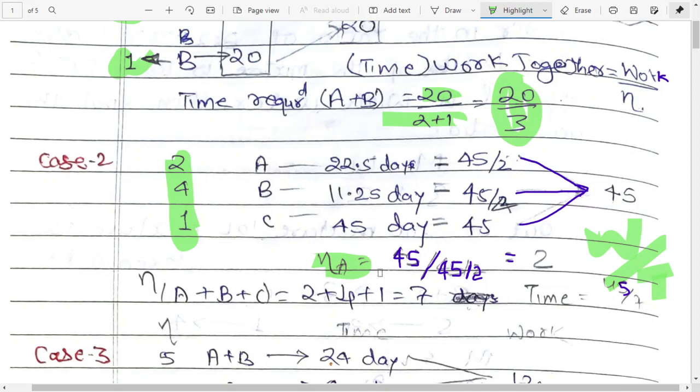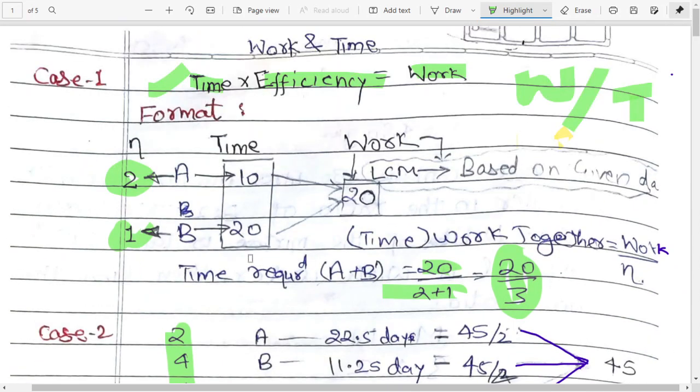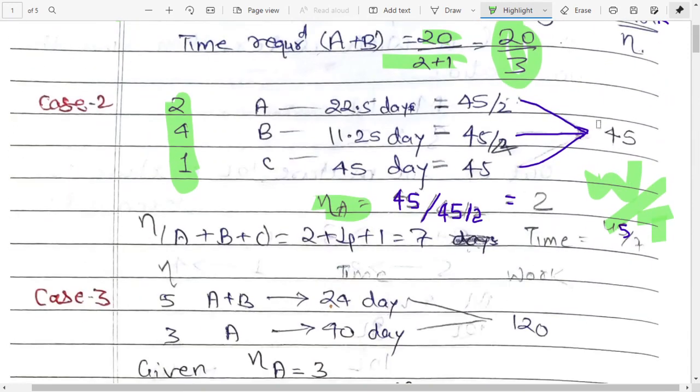So now calculate the total time when A, B, C are working together. The total time, that is T, you need to calculate. What was the formula for that? Total time is work divided by efficiency. What was the work? The work was 45, and the efficiency you have already calculated considering all 3. So 45 divided by 7 is the final answer.